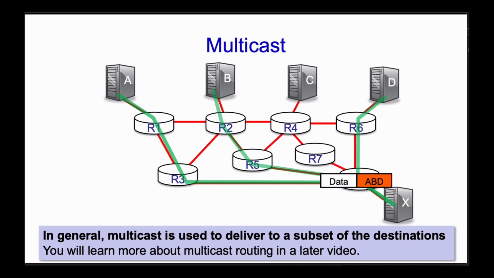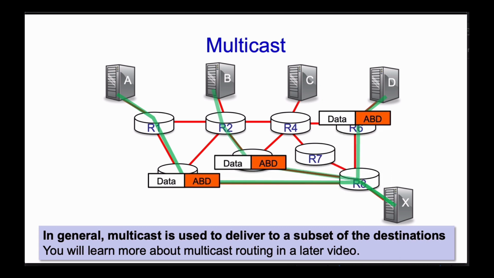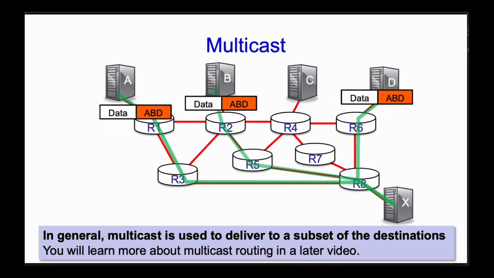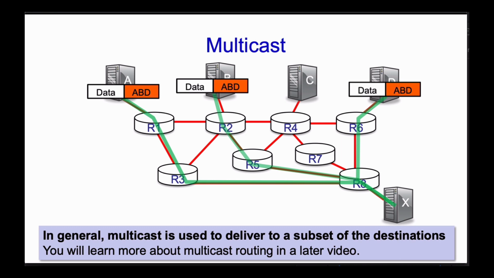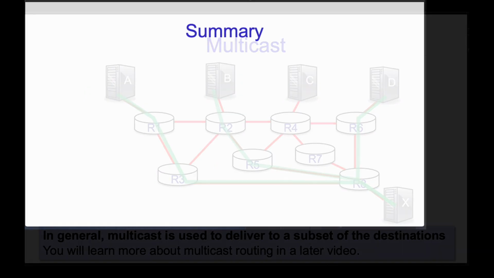So for example, if I prune the tree to remove one link, source X is going to deliver a packet to only A, B, and D, but not C. I've shown the green spanning tree for this set of destinations, and you can see how the packet is replicated so that it only reaches destinations A, B, and D this time. In general, multicast routing is a lot more complicated than unicast routing. You'll learn more about multicast routing in a special later video.